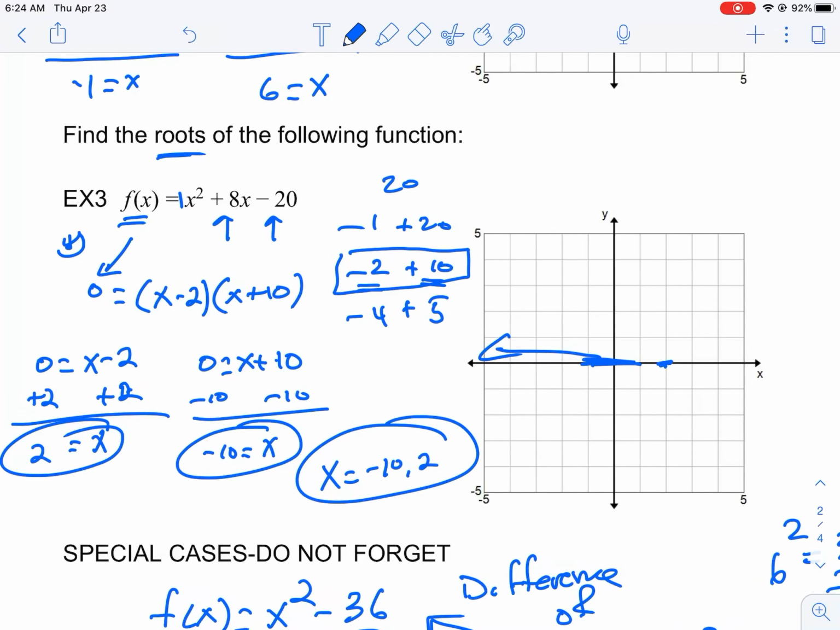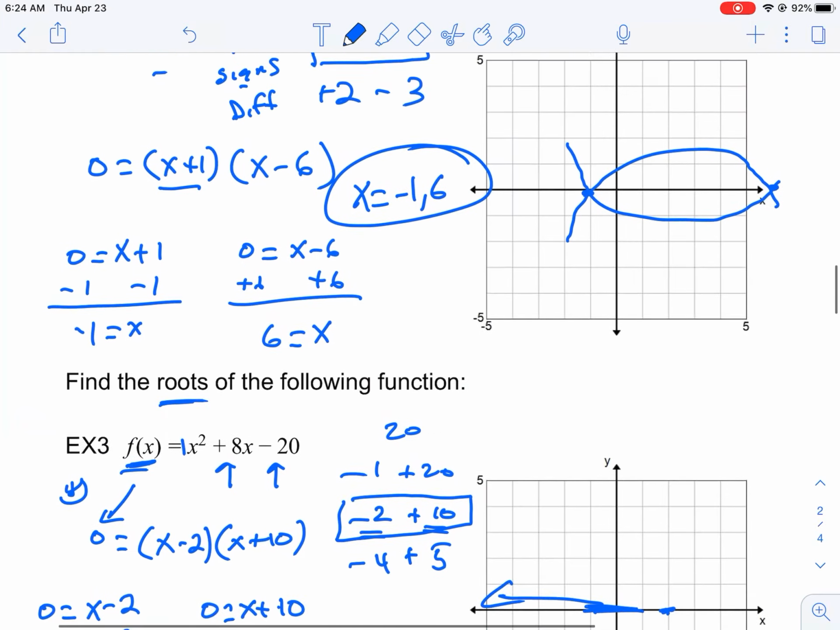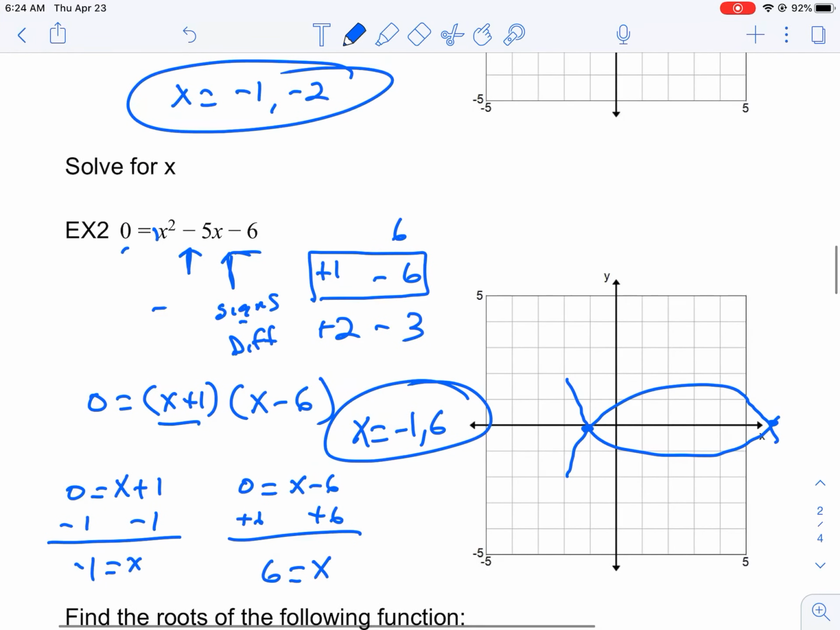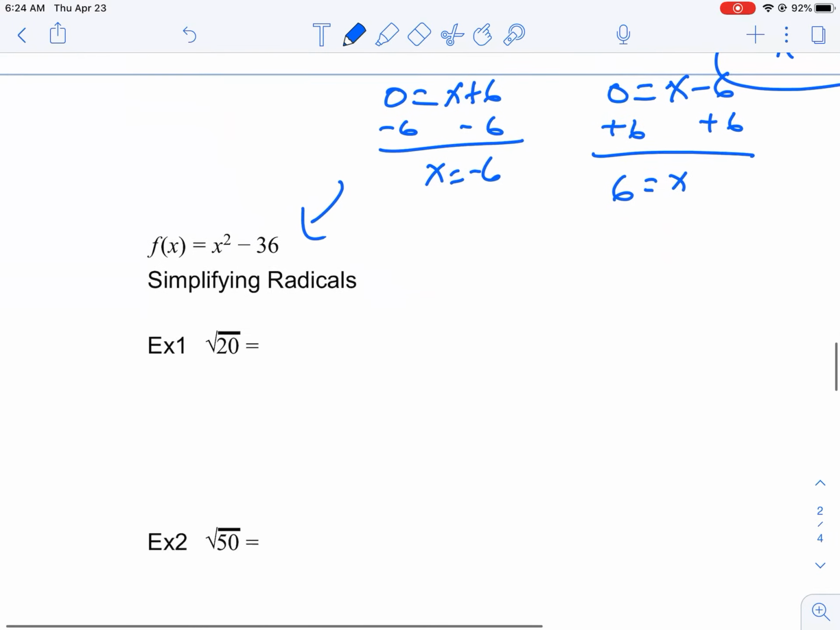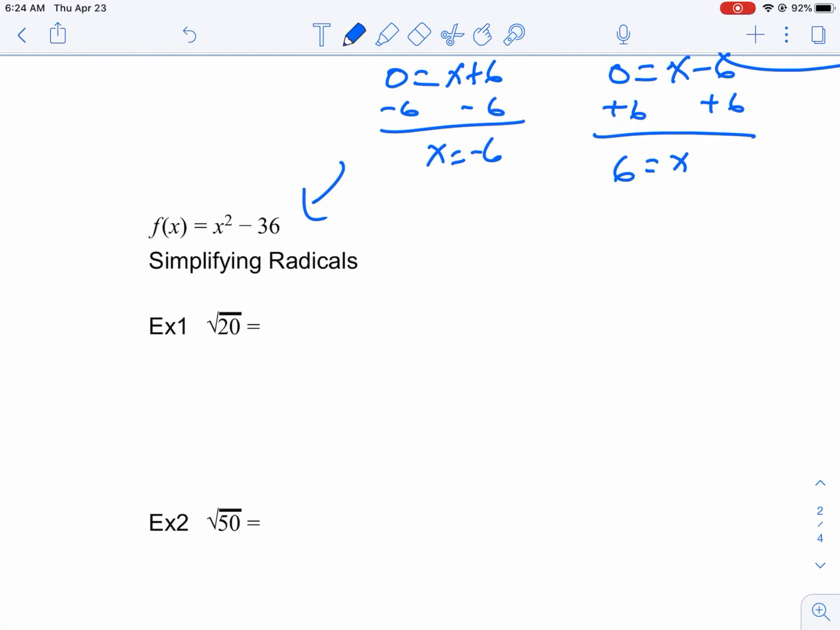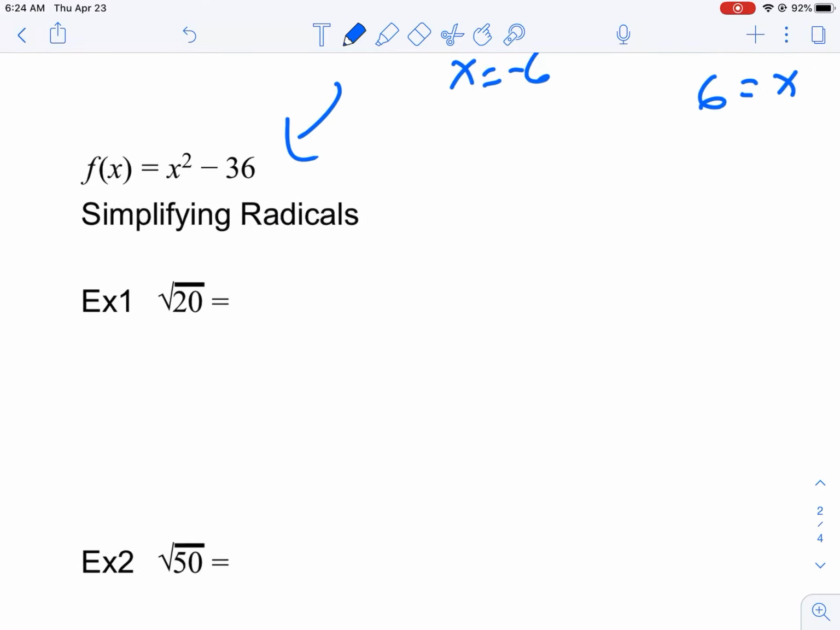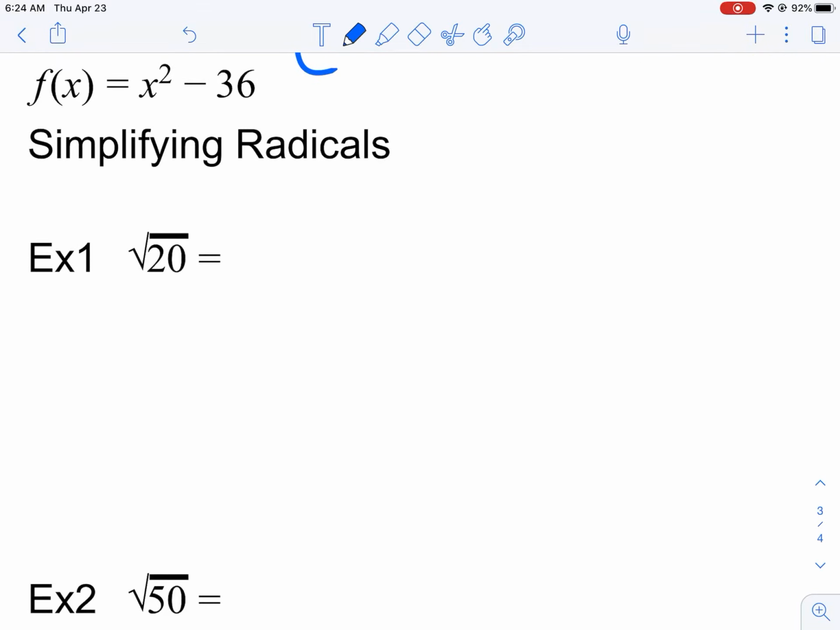Look where it said solve for the roots, right? It was f of x, all right? Here, solve for x, it was equal to 0, all right? We have to remember those things. The last thing is simplifying radicals. Now, we did a little of this, but I'm going to show you quickly, all right?